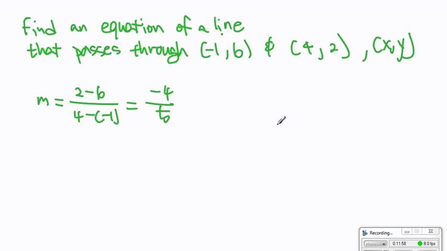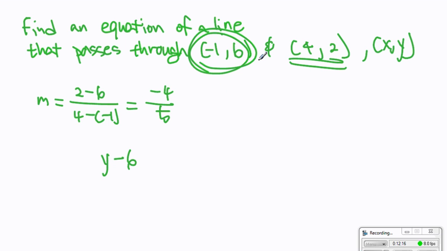Then what we can do is this. We'll end up getting y minus, we can pick either point, it doesn't really matter. Let's pick this point, since it has a negative, just to see the various stuff. So y minus 6, y2 minus y1, over x2 minus x1 becomes x minus negative 1. What is that slope? As long as x and y are along the line, the slope must be negative 4 over 5.